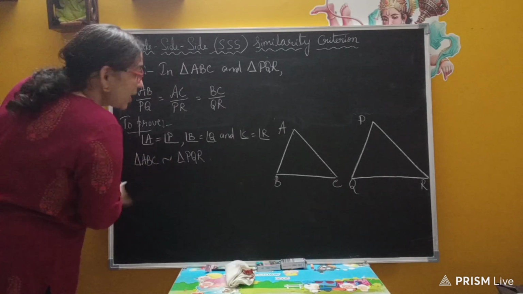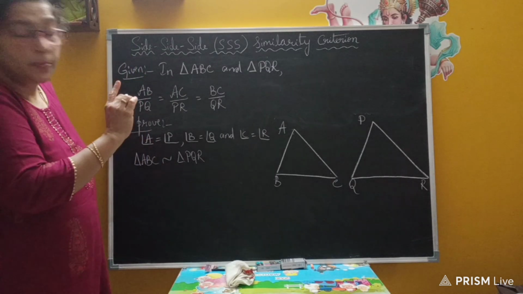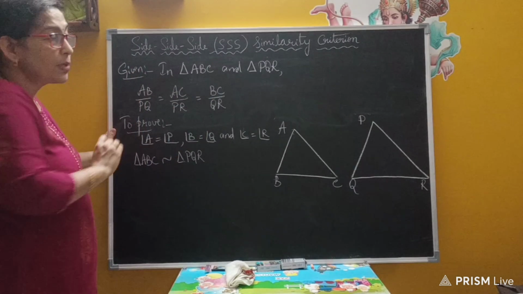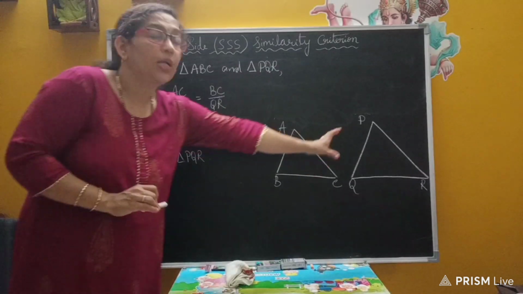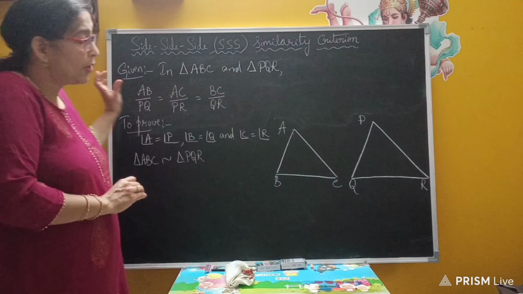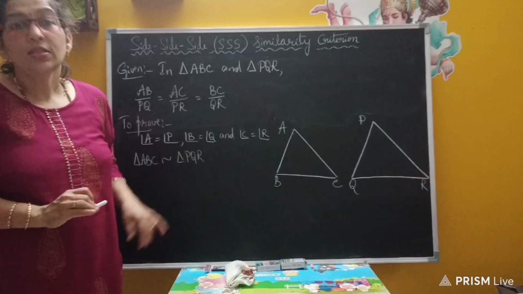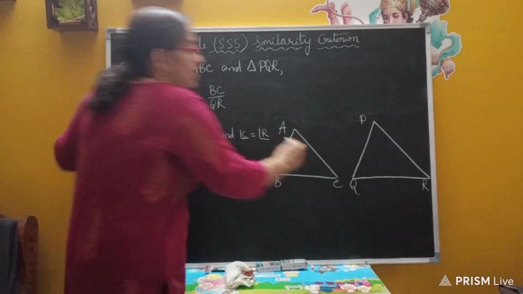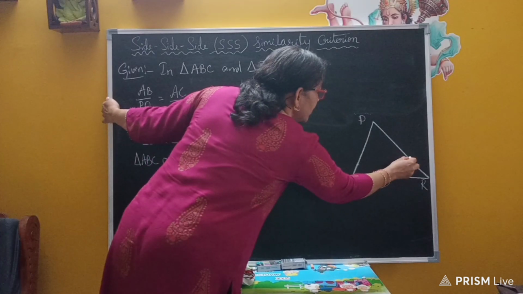Now let us start proving it. Before proving, we need to do some construction because on the given figure we cannot prove. We cannot move further. So what to do? We have to do some additional construction. What is the construction? So let us take here, mark 2 points.